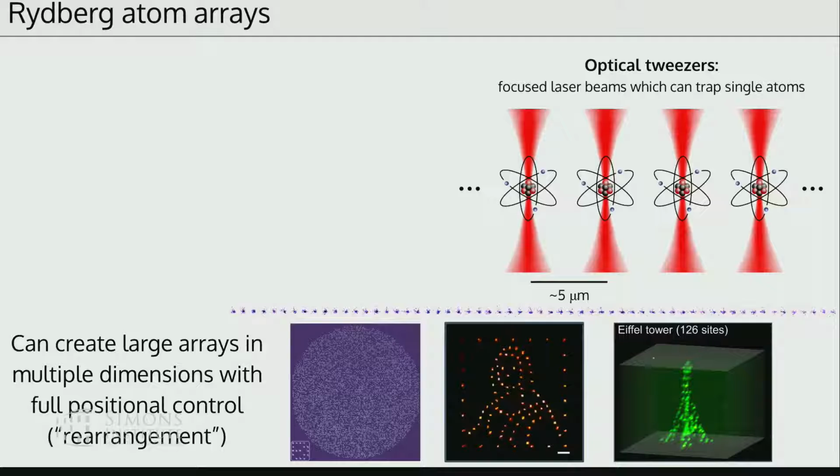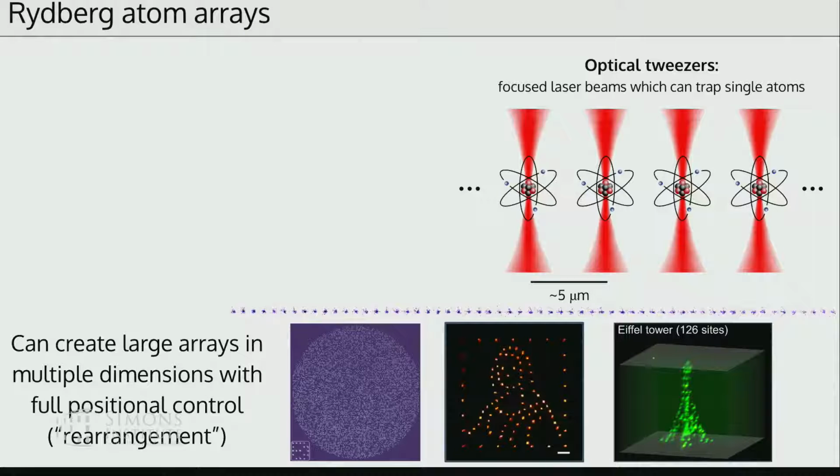And then you can arrange these laser beams into roughly arbitrary arrays in 1 dimension, 2 dimensions, or even 3 dimensions, to create large-scale arrays. Our sister experiment at Caltech has around 6,100 atoms actually trapped in the largest-scale experiment of this type. And you can then move these atoms around with fully programmable positions using atomic rearrangement techniques.